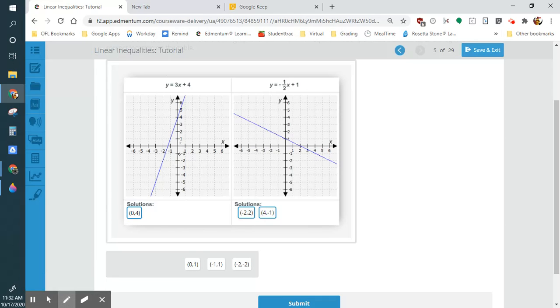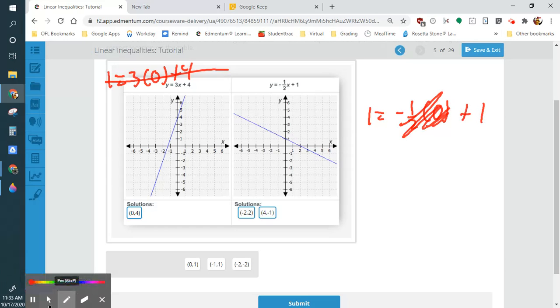So I'm going to do 1 equals 3 parentheses 0 plus 4. So obviously that doesn't work. So hopefully it goes into the next one. Let's see if it goes into the next one. So 1 equals negative 1/2 of 0. Anything times 0 is 0. So we end up getting this plus 1. So that works for me.